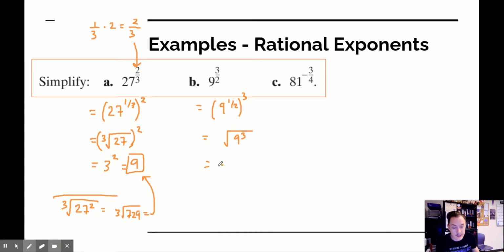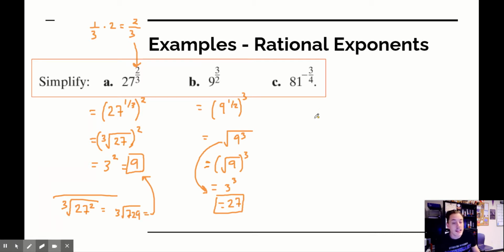Or I can write it this way, in parentheses: the square root of 9 and then cubed. So either way, I can do it. The square root of 9 is 3 and then cubed, which is just 27. And then 9 cubed is 729, and if I square root that, I get 27, just like what I did here. See? So it balances either way. It doesn't matter which way you do it.